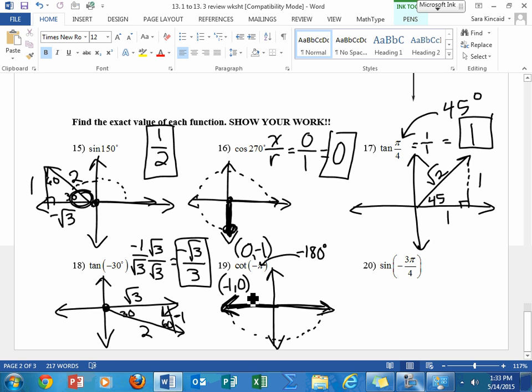Use our reference to, in this case, it's tangent we're going to need to look at because cotangent is the inverse of tangent, so reciprocal of tangent. So if we have tangent is y over x, then my cotangent would be x over y. So x over y, I will place -1 over 0. Can't have a 0 in the denominator, so this one is, I'm running out of room, undefined.